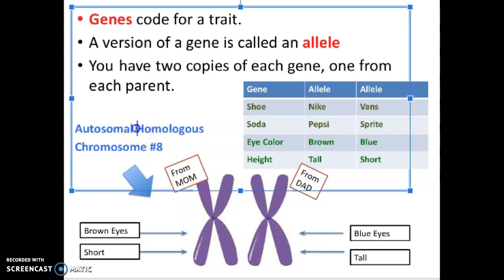And we call these pairs of chromosomes homologous chromosomes. And this particular one, I just made it up, we call it homologous chromosome number 8 because it's one of the 23 pairs. Okay, autosomal just means that they're body cells. They're not cells that you find in the egg or sperm. So these are normal body cells. So that's what autosomal means.